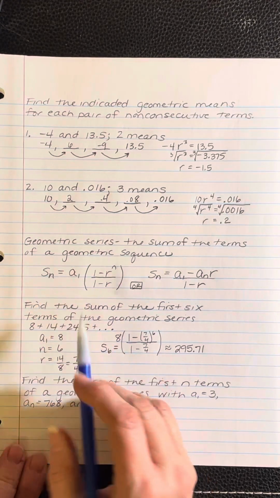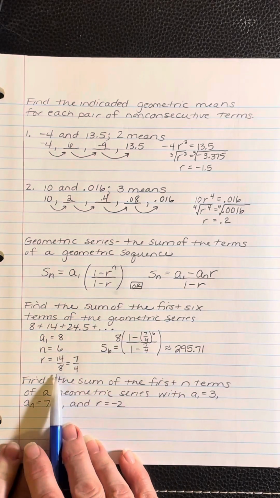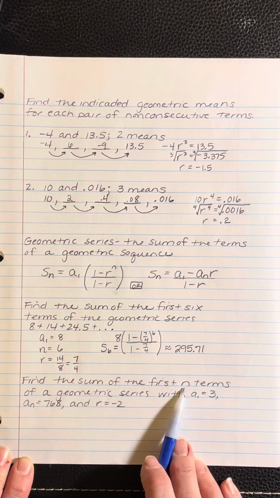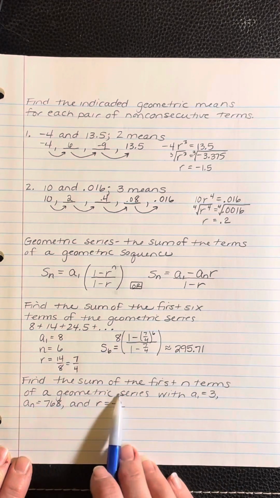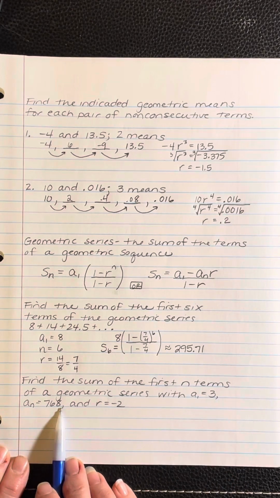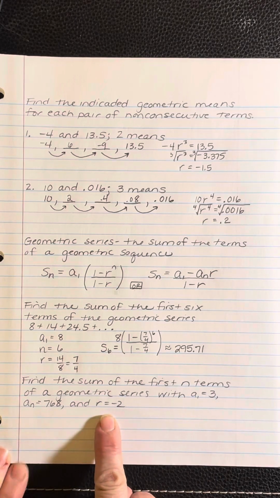So this formula again, a sub 1, r, and n. Those are the 3 things that you need. The other one, find the sum of the first n terms, so we don't know how many there are, of a geometric series with a sub 1 equal to 3 and a sub n equal to 768 and r equal to -2. So these are already all labeled.